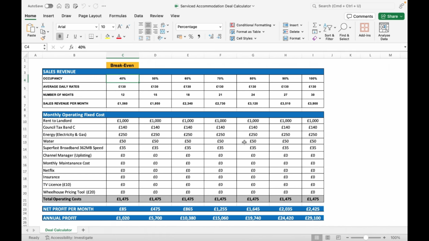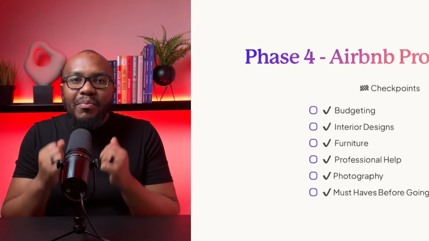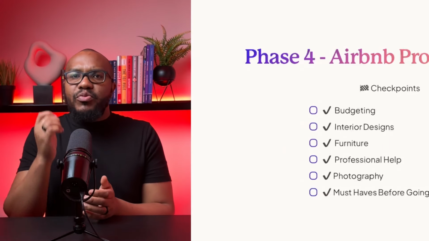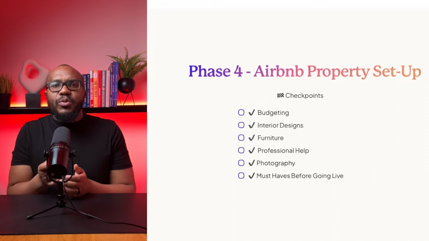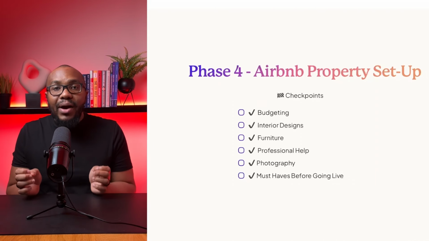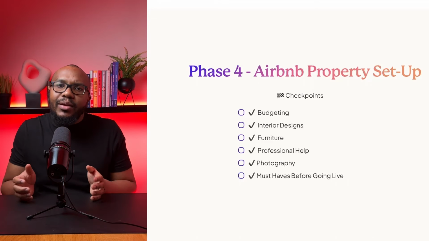Okay, that's it for phase 4. Let's move on to phase 5 now. So now we're going to go into phase 5, the must-haves. Phase 5 is about Airbnb property setup. So the checkpoints we're going to cover in this phase are checkpoint number 1 being budgeting. So we crunch the numbers. Now we want to look at the wider budget.